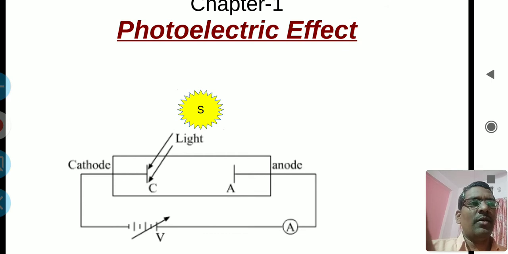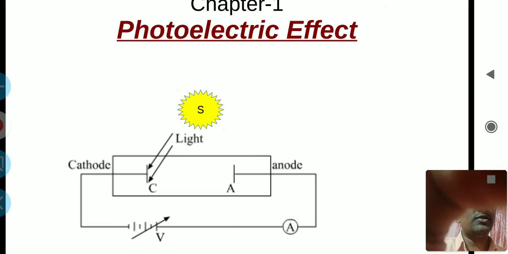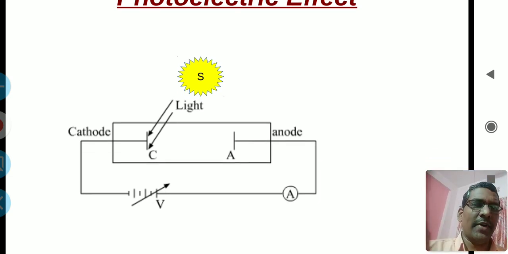When light of a particular frequency is incident on the cathode surface, electrons are emitted from the cathode and attracted towards the anode, hence the circuit is completed and we get current in the emitter. This effect of ejection of photoelectrons from the metal surface when light is incident on the cathode surface is called the photoelectric effect.